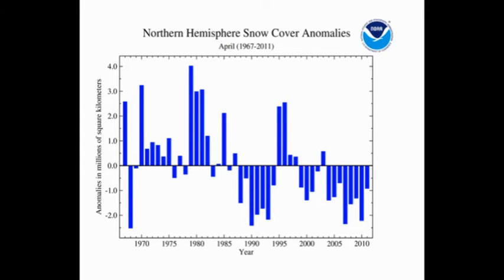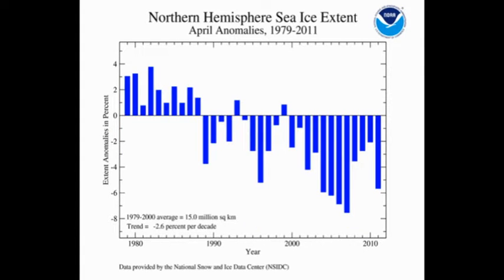Another diagnostic of the climate is the snow and ice cover. In this first plot we show the snow and ice cover for the Northern Hemisphere for April for the last 45 years. You'll note that 2011 is well below the average, and it has been that way in April for the last 8 years consecutively. Similarly, the sea ice is below average. In this particular case, 6 million square kilometres below average.